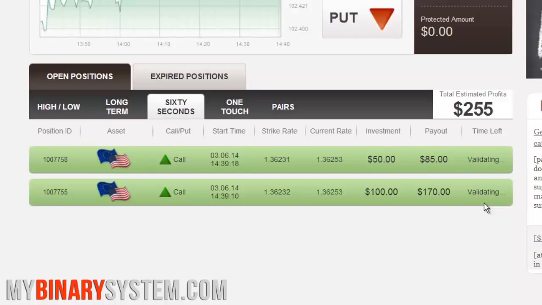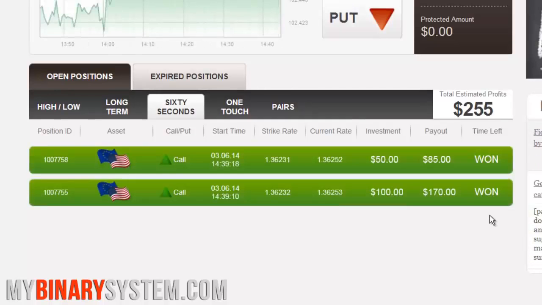You can already calculate the massive return for this $150 trade, which will boost my balance enough to cover any losses for today and add a very generous profit as well. So, let's wait for the countdown. Look at that. $255 in just 60 seconds.